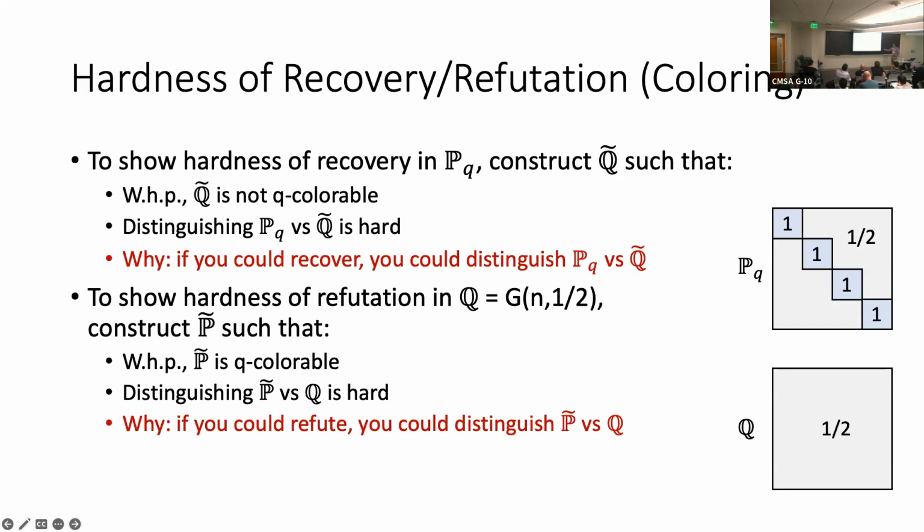So refutation is a question now about the null distribution. And so now I'm free to construct any planted distribution. So it's the other way around, right? The null is now given. The planted I get to construct, and I want it to have these two properties. It needs to actually have a Q coloring, by which I mean a partition into cliques. And it should be hard to distinguish from this one. Okay, so this is the strategy we can use to try to prove any of these things are hard.